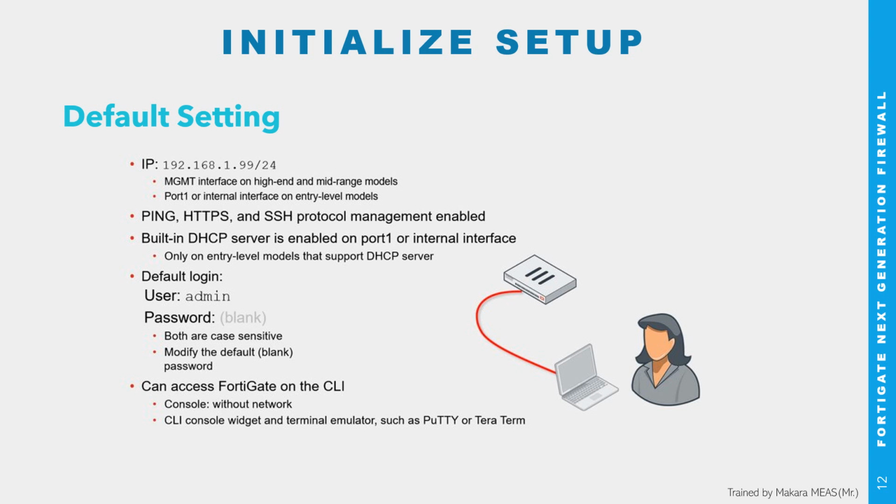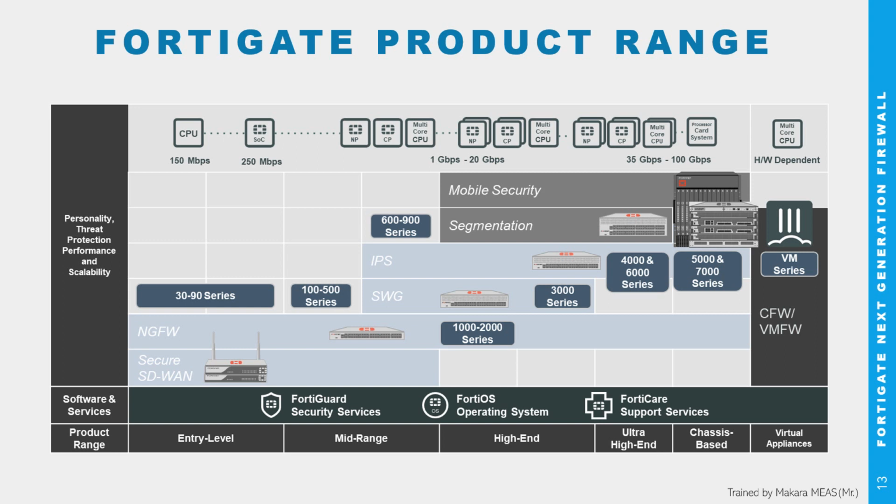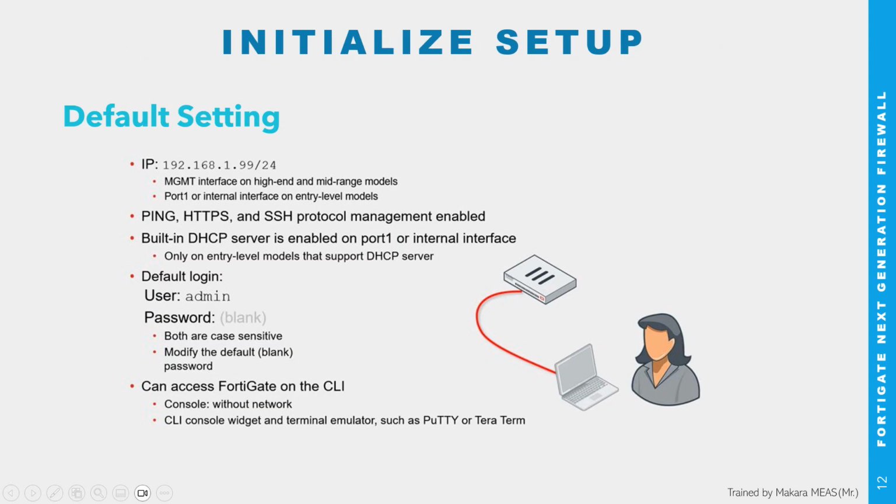Anyway, for the entry-level model, we have port 1 or internal 1 for the default IP setting, and you can access this IP as well. As you can see, the entry models from the 30 to 90 series are the entry level. These devices don't have a dedicated management port, so we need to access them with port 1 or internal 1 for administrative access. For mid-range to high-end and ultra high-end, normally they have a dedicated management port, so you can use that port. Okay, so this is what we need to understand about the default setting.